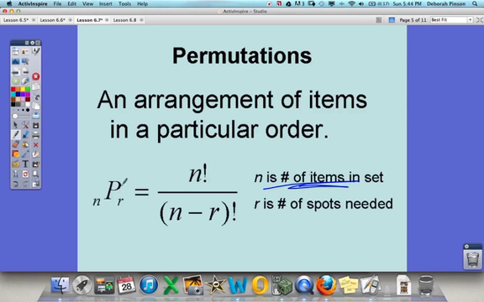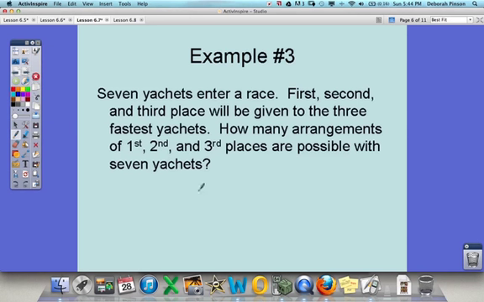P stands for permutation. R is the number of spots that you're filling. And then here's your formula for it. So this is just notation. This is the actual formula. Okay, so let's look at a couple of questions.